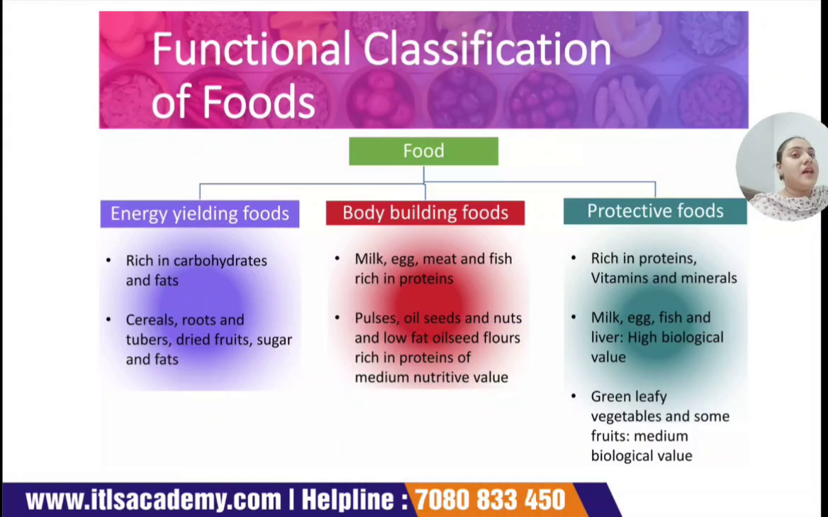Body building foods are milk, egg, meat and fish, and they are rich in protein. Pulses, oil seeds, nuts and low fat oil seed flour are rich in proteins, with medium nutritive value. Protective foods. So food is again divided into three parts. Some foods give energy. Some foods are used in body building. Some foods are protective ones, like green leafy vegetables and fruits. Even milk and egg products are protective foods, because they fight against different types of infections.